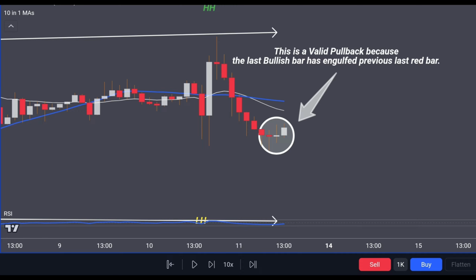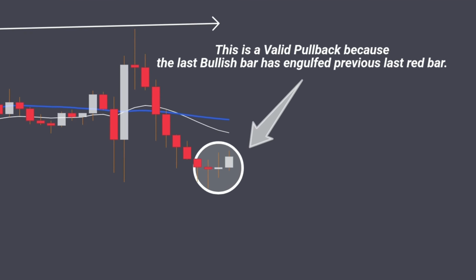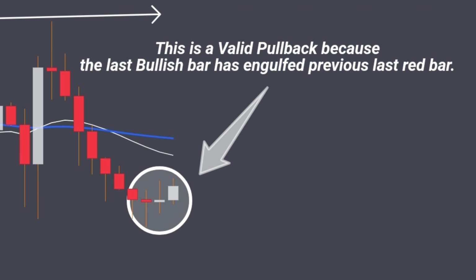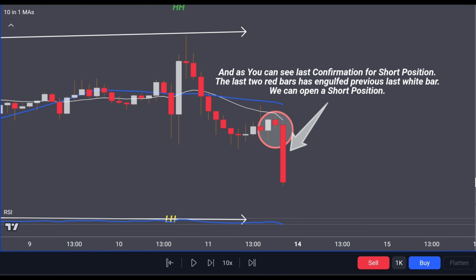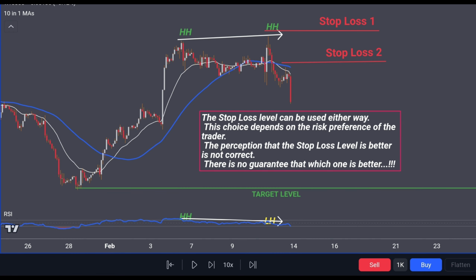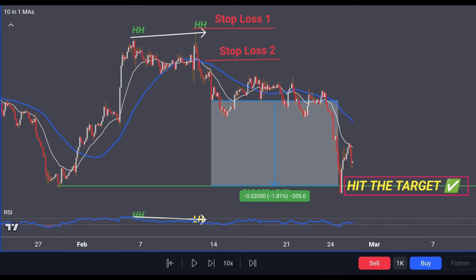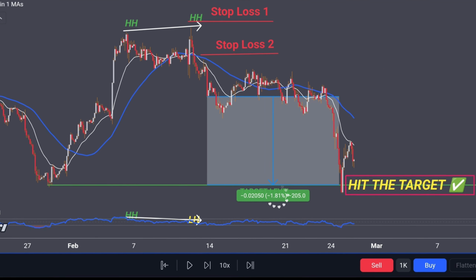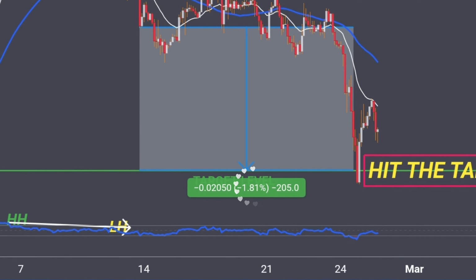This is a valid pullback because the last bullish bar has engulfed previous last red bar. And as you can see, last confirmation for short position, the last two red bars has engulfed previous last white bar. We can open a short position. The stop loss level can be used either way. This choice depends on the risk preference of the trader. The perception that one stop loss level is better is not correct. There is no guarantee that which one is better. We see a successful trade reaching its target before price go to the stop loss levels.